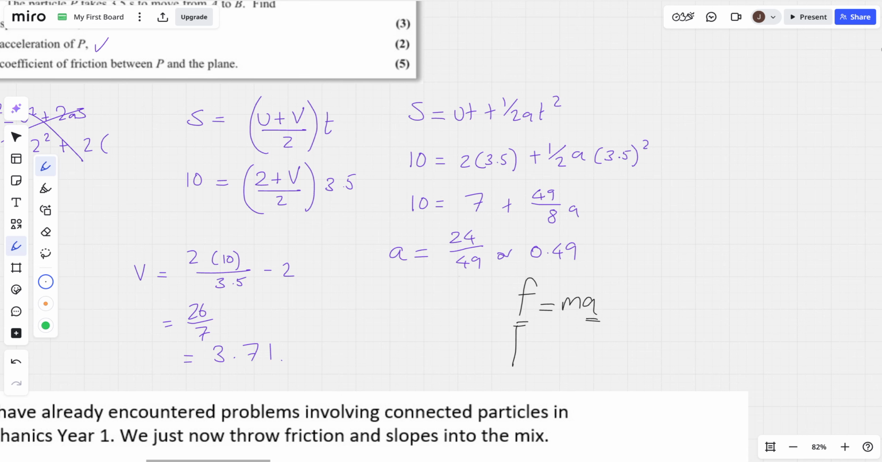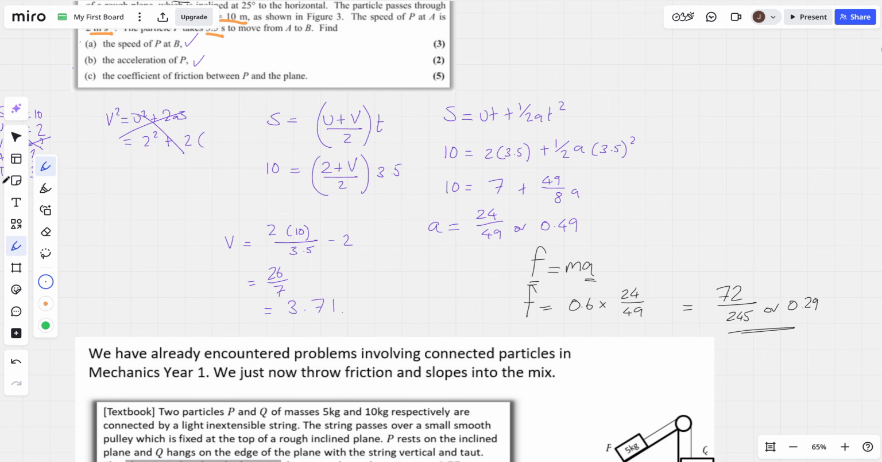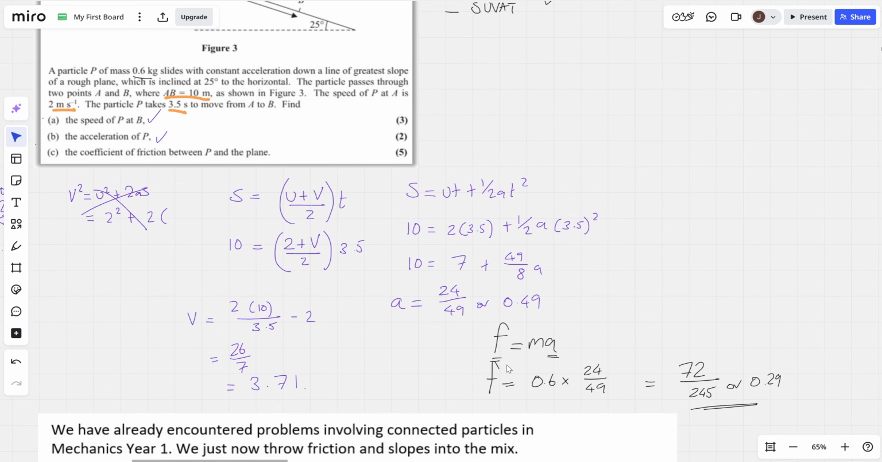So the resultant force is going to be equal to 0.6 times 24 over 49, which is equal to, so what's that, times 0.6. The exact value, it's useful to have an exact value, it's just a little bit tidier. It's 0.29. So that's going to just sort of stay there for a second.